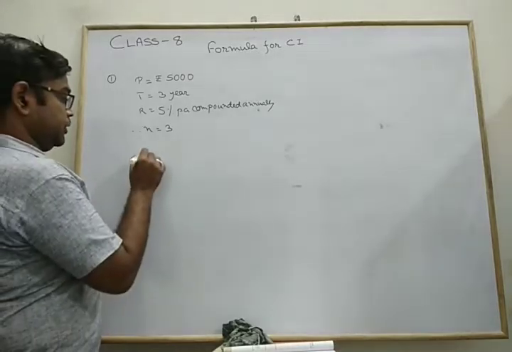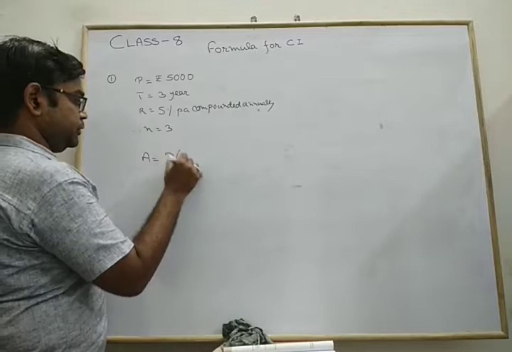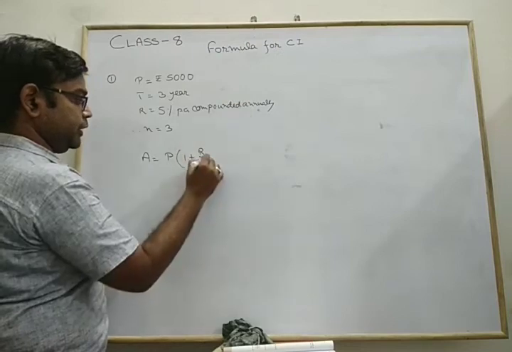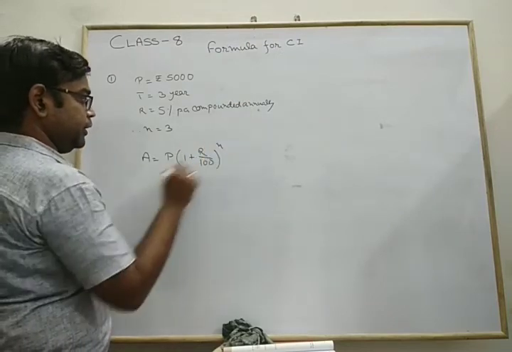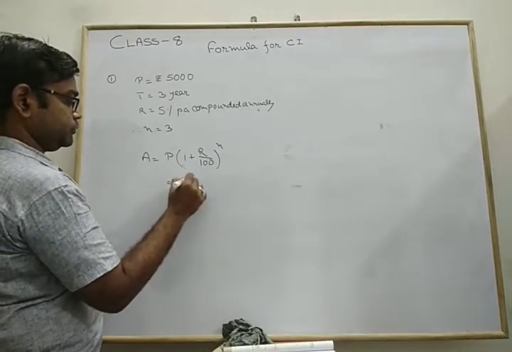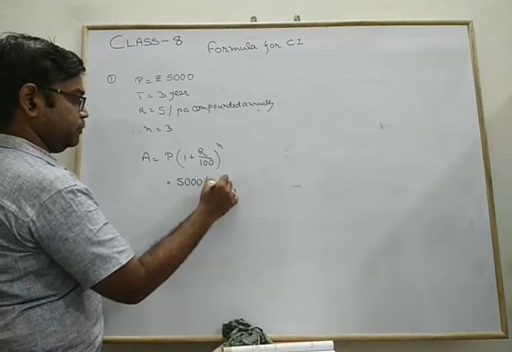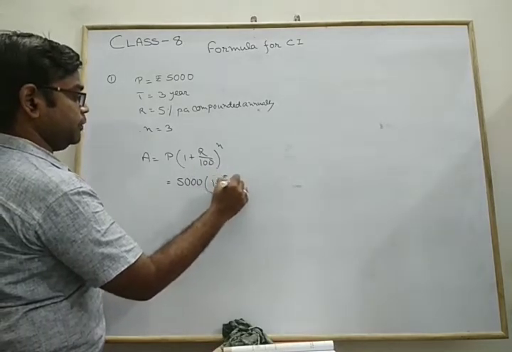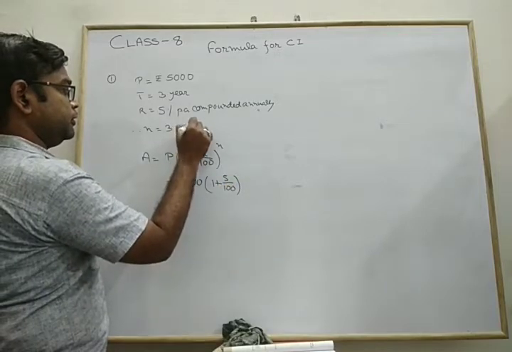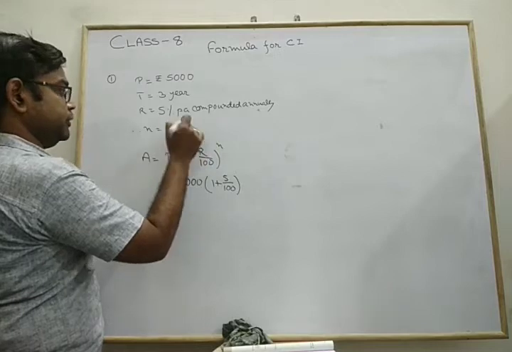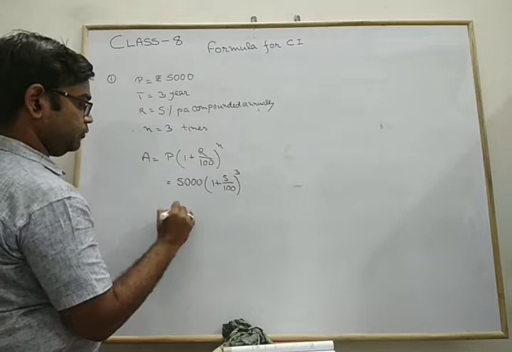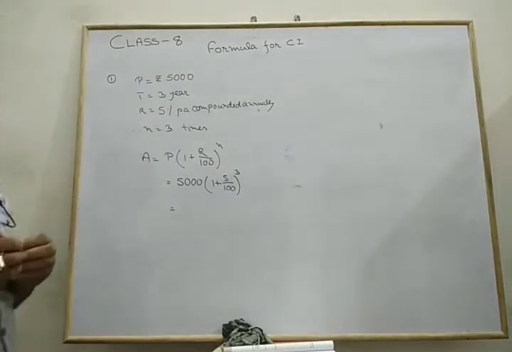So what is the amount? Amount equals P times 1 plus R whole. Annually, so we write 100 upon n. In this case, n is 3. Principal is your 5,000. 1 plus R is your 5 upon 100. n is your 3, 3 times interest calculated. We must write how many times interest is calculated or added.